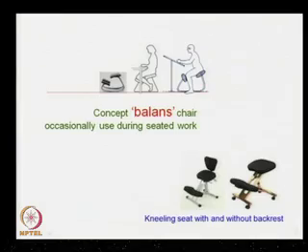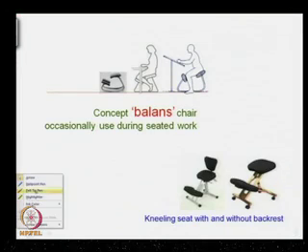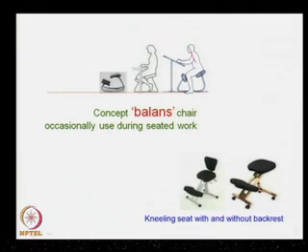Now, lastly we said that if a body tends to bend forward, then the leg also tends to go back. Now, with this position, if we want to do certain work in front bending, there may be a pseudo falling tendency. At that time no backrest is required, but a specific knee rest may be provided. And how the seat and knee rest joining is to be developed is a special design concern.